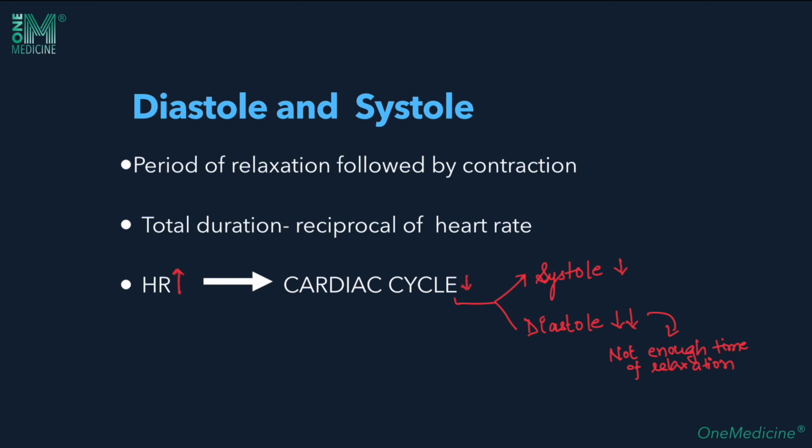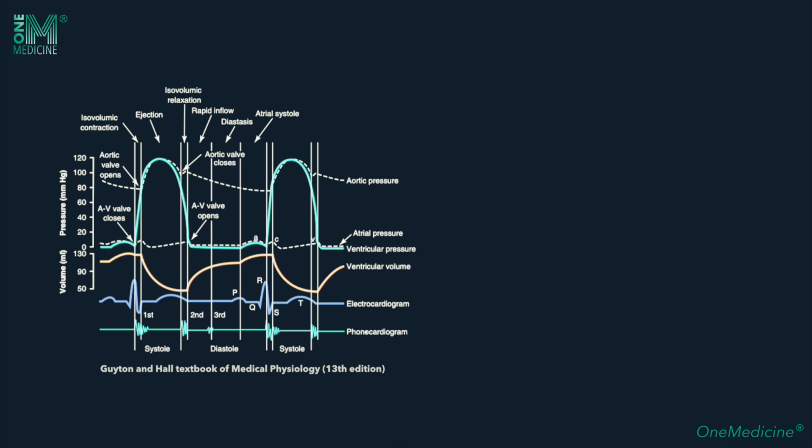Another concept to understand is that the total duration of the cardiac cycle is the inverse of heart rate. Why is this important? Because as the heart rate increases, the cardiac cycle duration shortens. Since the cardiac cycle comprises two events, systole as well as diastole, there will be a fall in both of them. But as we know that diastole comprises the majority of the cardiac cycle, there will be a drastic reduction in the diastolic time period. It's important because the cardiac muscle won't get enough time to relax and there won't be proper ventricular filling.